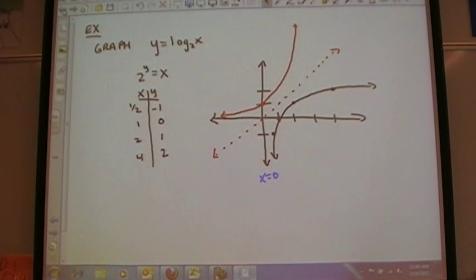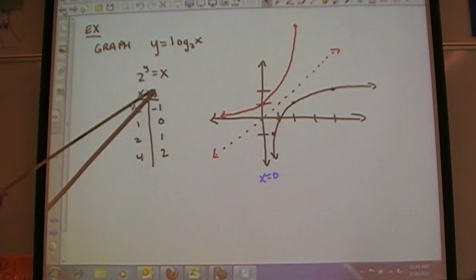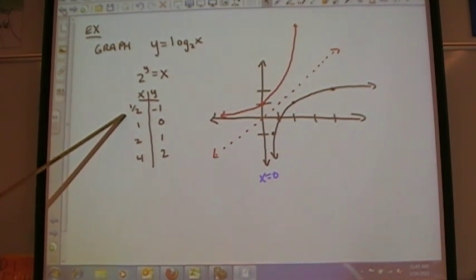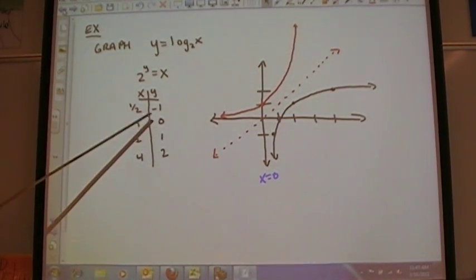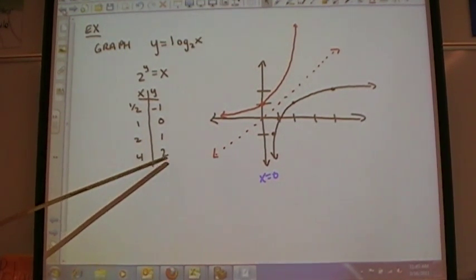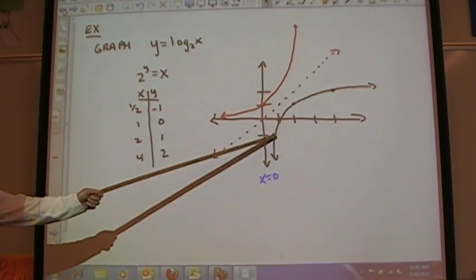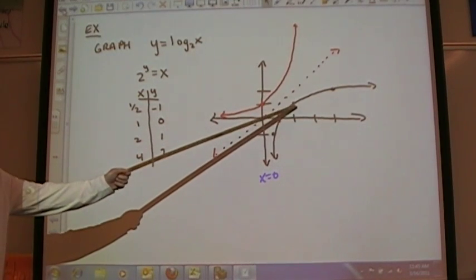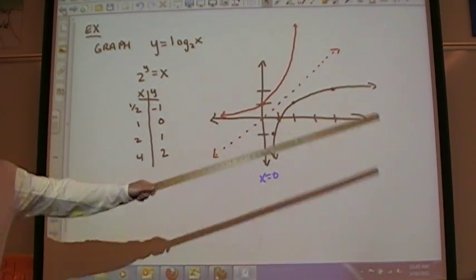Yes? From the 2 to the y power equals x, is that the same definition as the log? Yes. Okay, so I gave you -1, 0, 1, and 2. If y is -1, what's x? 1/2, because 2 to the -1, you take the reciprocal, which is 1/2. 2 to the 0 is 1. 2 to the 1 is 2, and 2 to the second is 4. So I plotted all these points: (1/2, -1) is here, (1, 0), (2, 1), and (4, 2). And there is your curve.